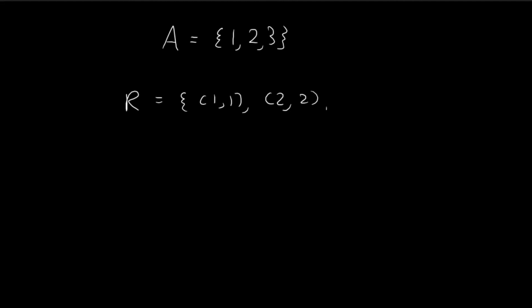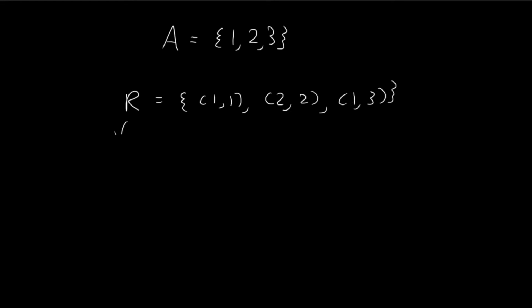Now let's illustrate this idea with an example. Let's suppose our set A is the set consisting of the numbers 1, 2, and 3. Now let's define a relation R, and let's define it to be the set consisting of the ordered pairs (1,1), (2,2), and (1,3).